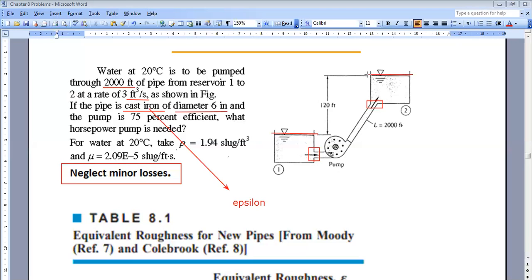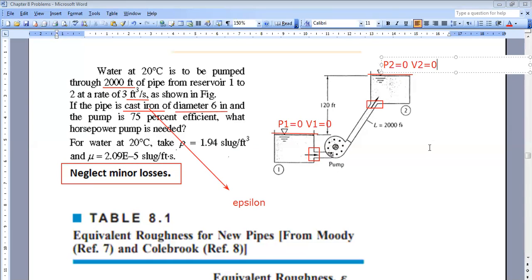So first I know that P1 is the surface, one is exposed to atmosphere, so P1 equals 0 gauge, and since it's a large reservoir, V1 equals 0. I can say the same thing for state 2, so P2 equals 0 and V2 equals 0. So this will simplify a lot the energy equation.